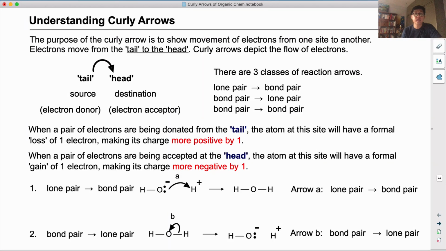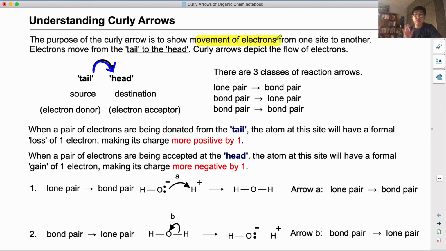Okay, hi everyone. Today I'm going to give you a deeper understanding of drawing curly arrows in organic chem. When you draw an arrow, there's always a tail and a head. So it looks something like this. There's a tail and a head, right? So that's how you draw it. Drawing arrows actually shows the movement of electrons from one side to another.